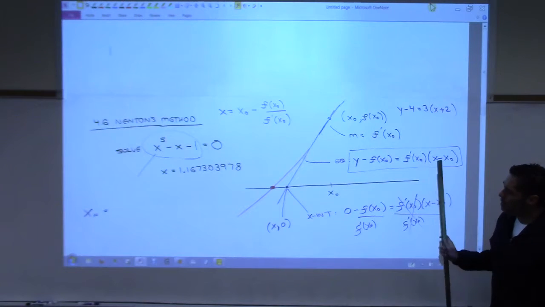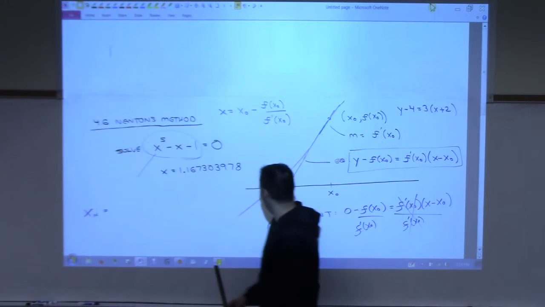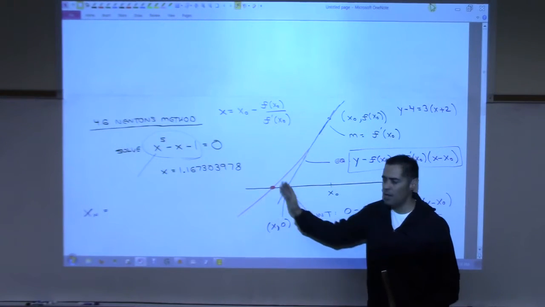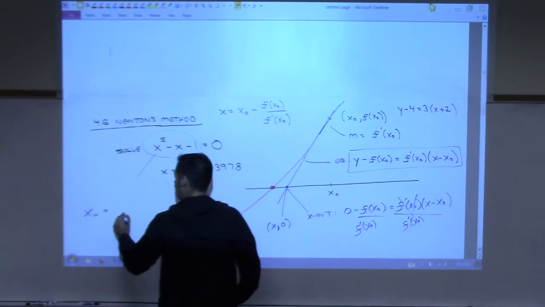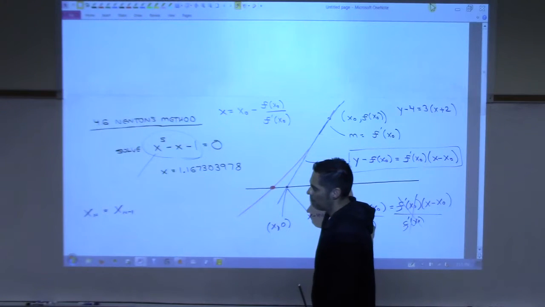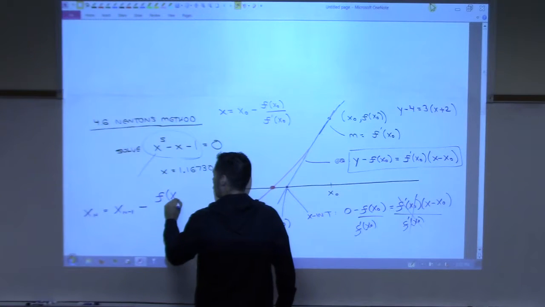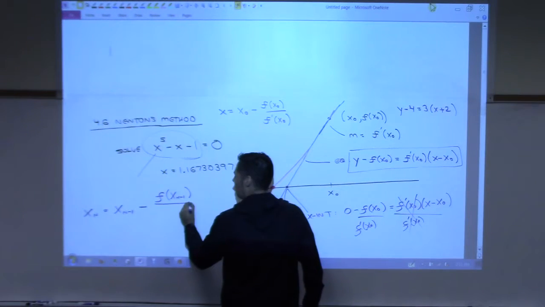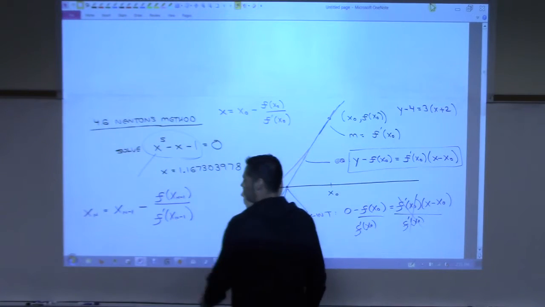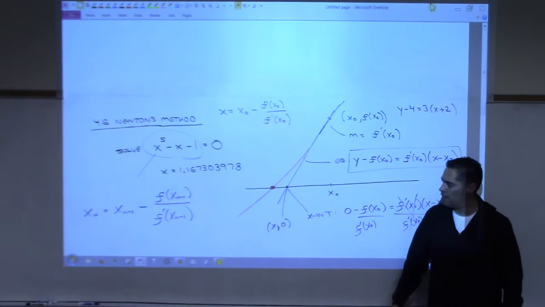Okay, let's get this. His general algorithm is this. If you want to know the nth point, like here's the 0th point, the next one was x sub 1, then x sub 2, then x sub 3. If you want to know the nth one, here's what you have to do. You have to take the one right before it, x sub n minus 1. You have to subtract from that the function evaluated at the n minus 1 point, and then divide that by the derivative at the n minus 1 point. And that is Newton's method right there.